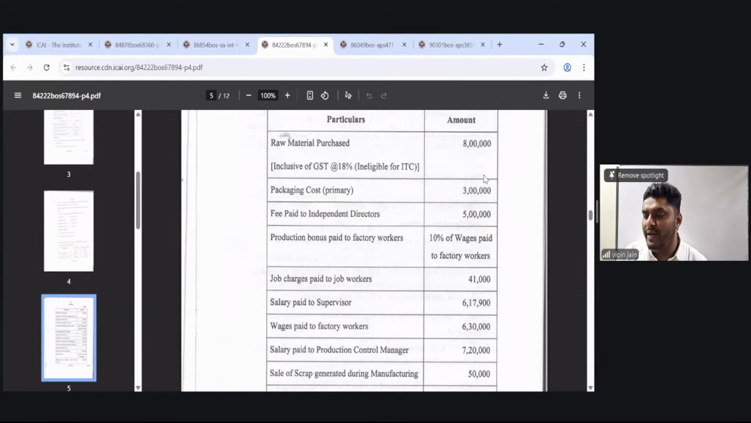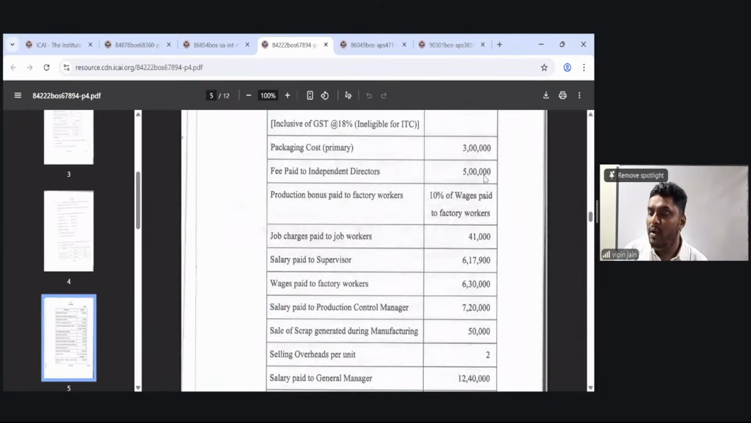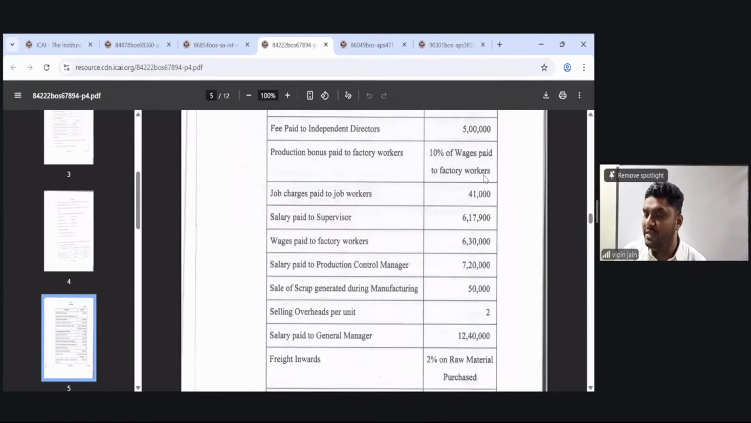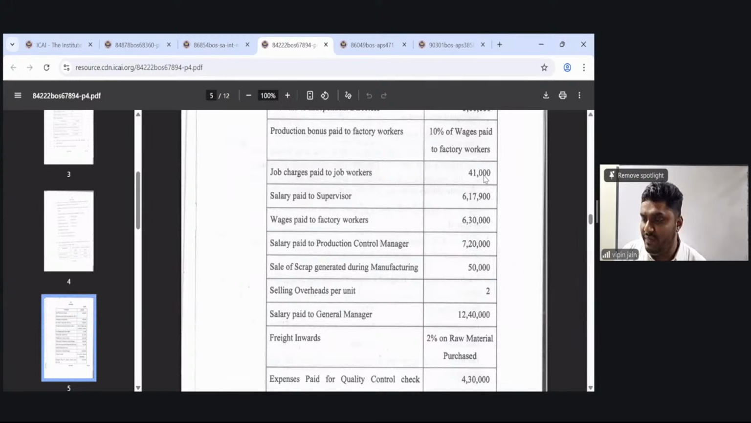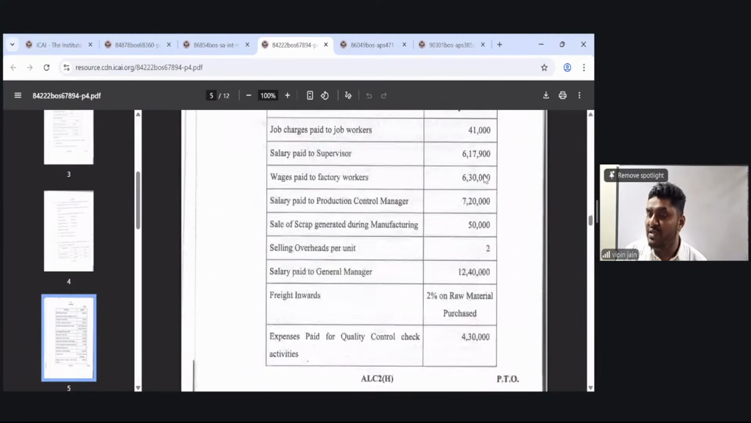Fees paid to independent director will go under general administration overhead. Production bonus paid to factory workers will form part of direct wages. Job charges paid to job worker are direct expenses. Salary paid to supervisor is factory overheads. Wages paid to factory workers are direct wages. Salary paid to production control manager: basically, this is administration overhead related to production. Sale of scrap generated during the manufacturing process.